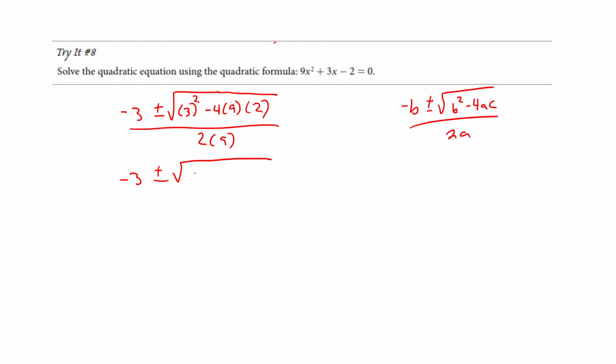Okay, so let's start cleaning up. So this is 9. Be careful of that sign too. I've got 4 and 2 here, so I've got 8. So minus 72. All of that is going to be over 18.